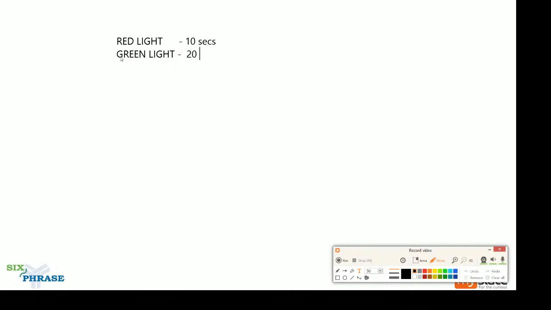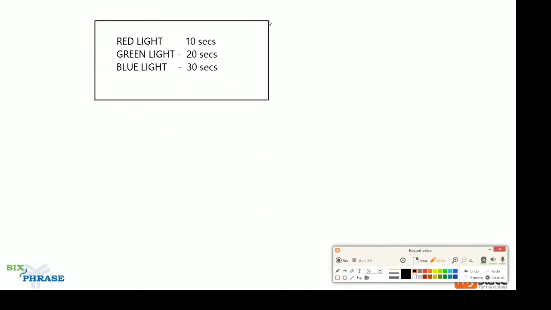Now the third one is a blue light, and this one blinks every 30 seconds. So every 30 seconds, the blue light blinks. Now my question to you is, just give your answers in the comment section: at what time will all the three lights blink together?